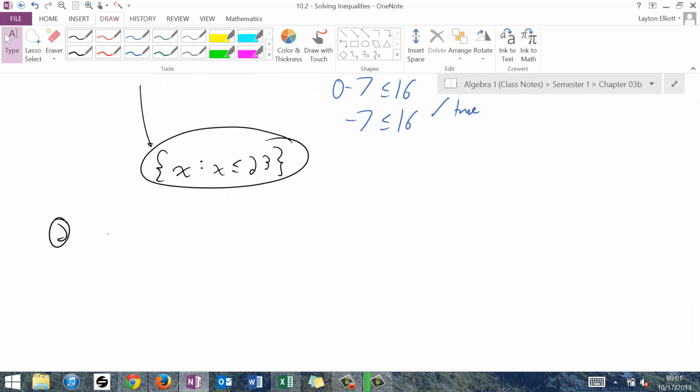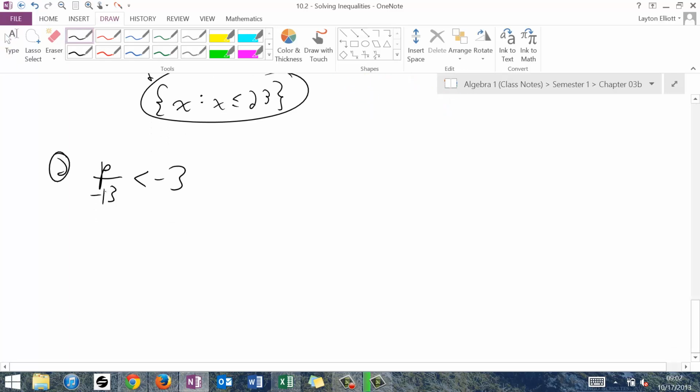Number 2. P over negative 13 is less than, let's make it less than, negative 3. Well, P over negative 13 is P divided by negative 13. And if I want to get rid of the fraction, I'm going to multiply the left side and the right side by the least common denominator of negative 13. So this gets multiplied by negative 13, and this gets multiplied by negative 13.